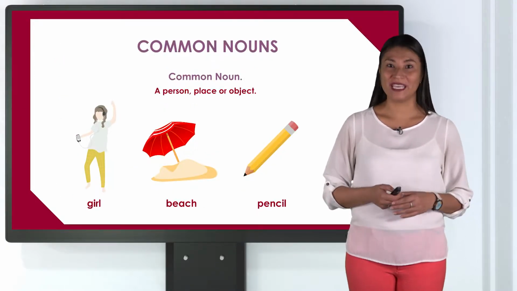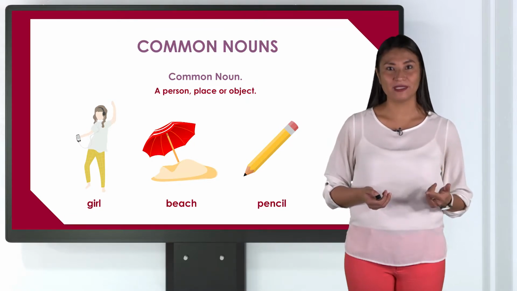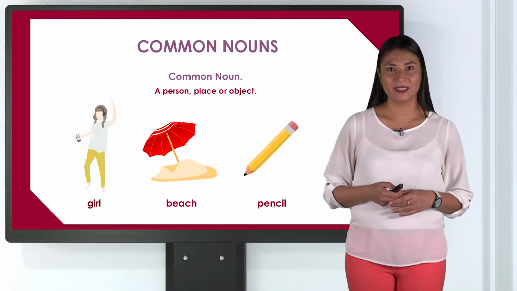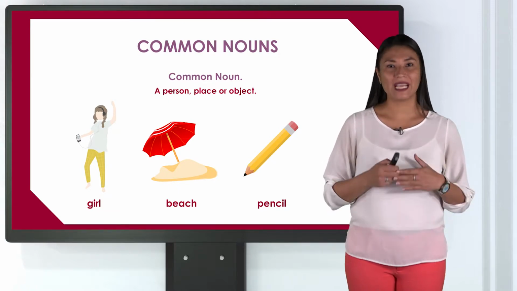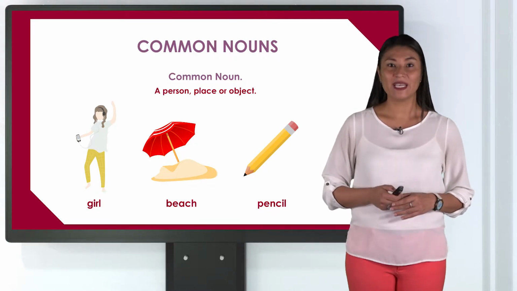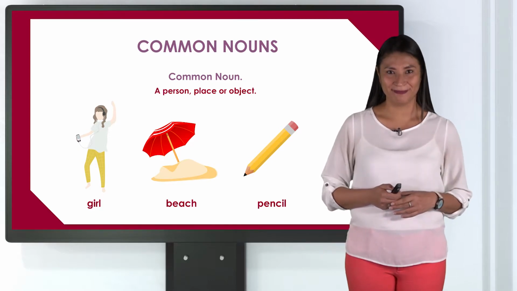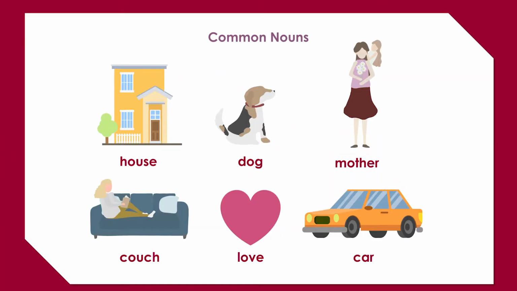What about common nouns? We understand that common nouns name a person, place, or thing, or even an idea. Common nouns are not capitalized unless they come at the beginning of a sentence. Here we have 3 examples: girl, beach, and pencil. Here you have also some examples of common nouns: house, dog, mother, couch, love, and car. As you can see, all of them start with a lowercase letter.